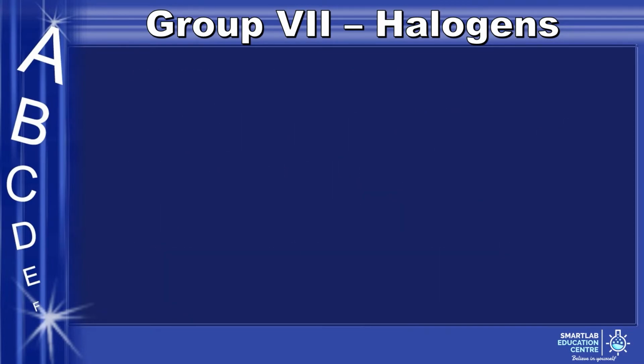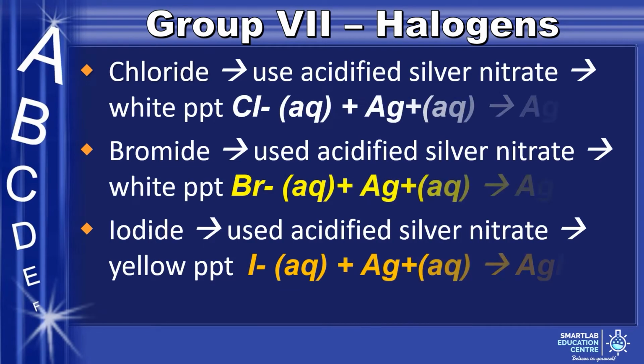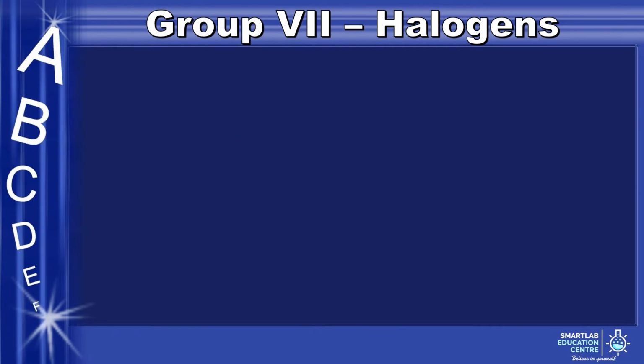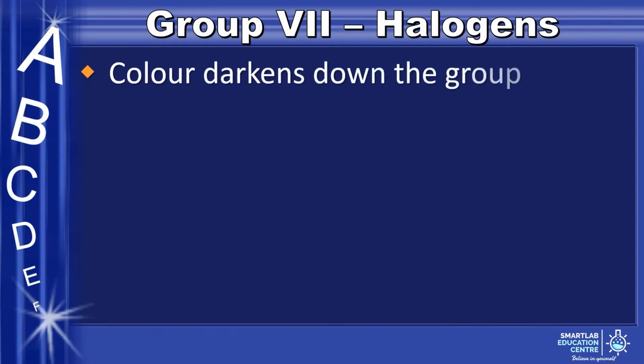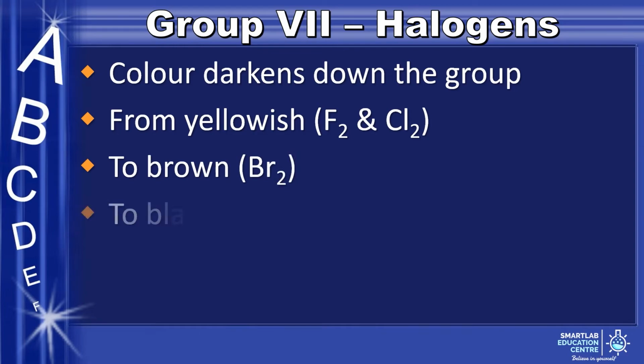For each of the halides seen below, when acidified silver nitrate is added to them, precipitates of different colors will be formed as stated. In summary, for halogens their color darkens down the group, from yellowish in fluorine and chlorine, to brown in bromine, and lastly to black in iodine.